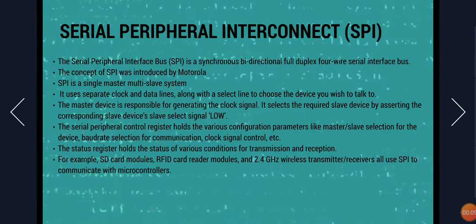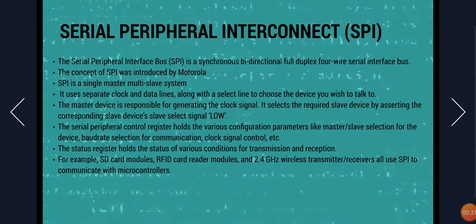Today we are going to learn about serial peripheral interconnect. Serial peripheral interconnect is a synchronous bidirectional full duplex 4-wire serial interface bus. The concept of SPI was introduced by Motorola. SPI is a single master multi-slave system. It uses separate clock data line along with select lines to choose the device you wish to talk to.